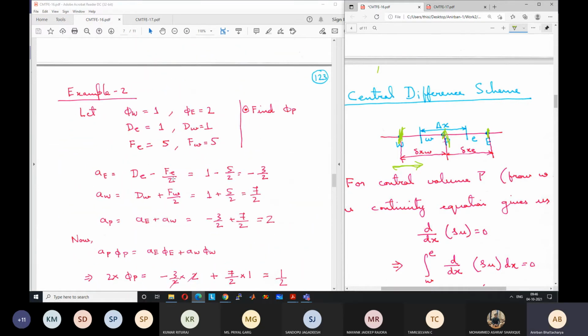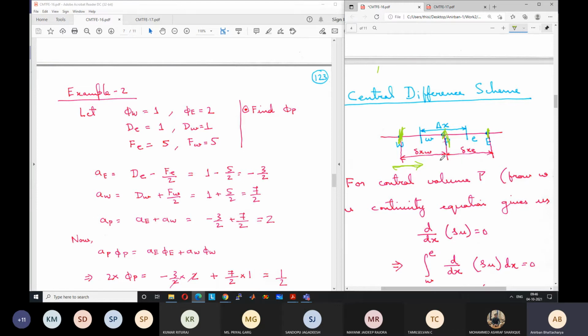Okay. When can the coefficients become negative? Say, if the f value is positive, meaning flow is from left to right, then minus fe will be negative. So if f is twice the value of d, then this term becomes 0. And if f is greater than twice the value of d, this term becomes negative. Here it was 5 times the value, so it was negative.